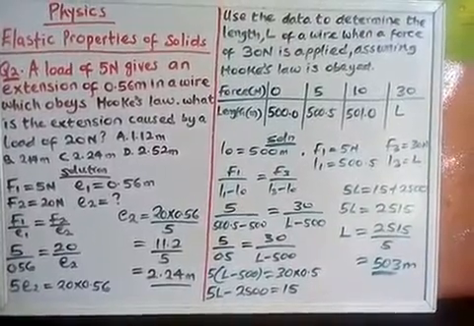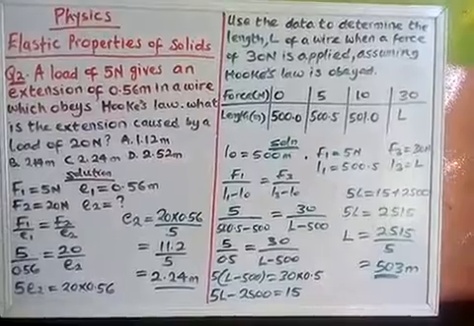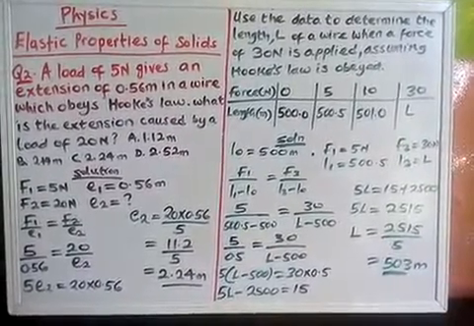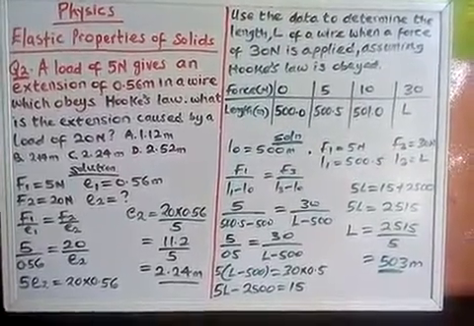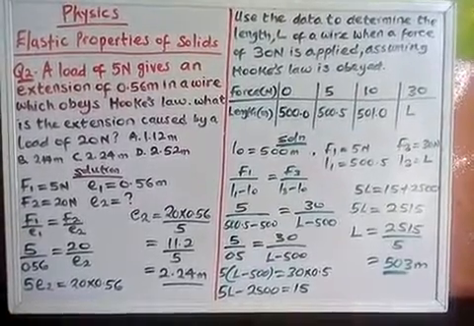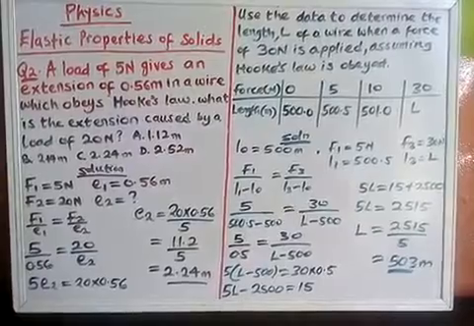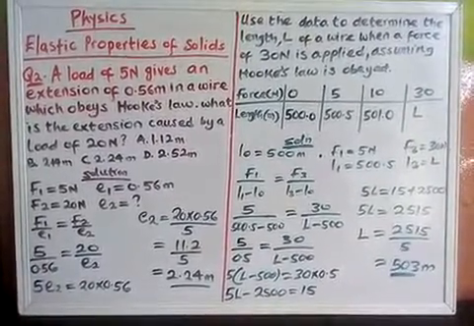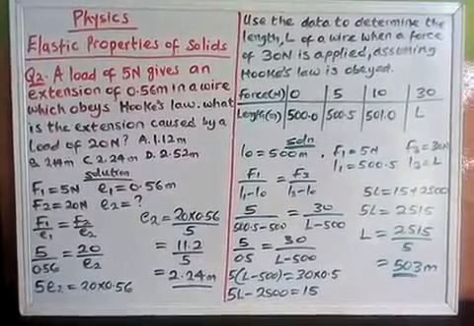Now, we have the second question. We have to use the data to determine the length L of a wire when a force of 30 Newton is applied, assuming Hooke's law is obeyed. We are given the table: force 0, force 5, force 10, force 30, and length 500.0, 500.5, 501.0, and length L.